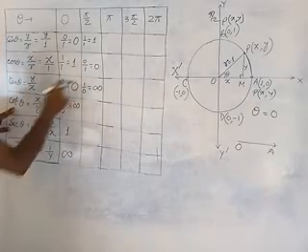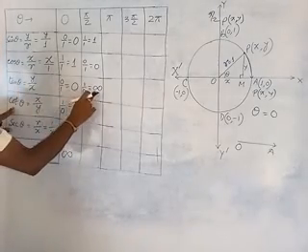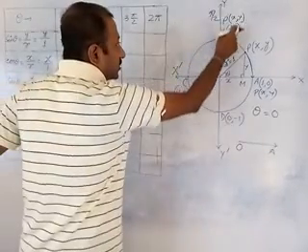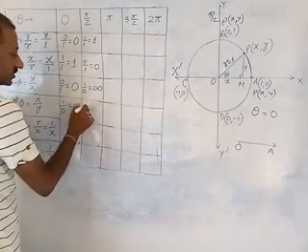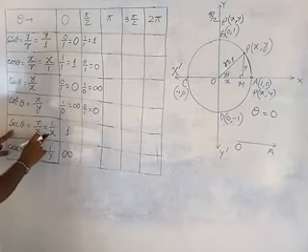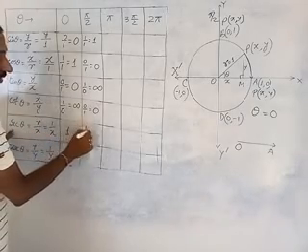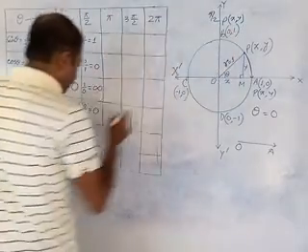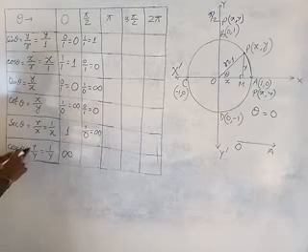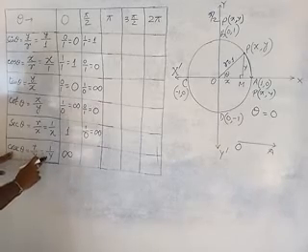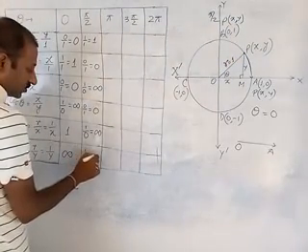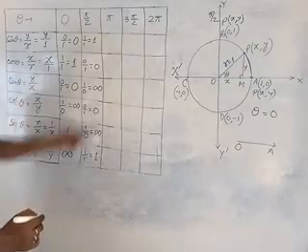What is cot? It is the reciprocal of tan, or we can say x by y. The value of x is 0, so 0 by 1 means 0. Again, sec is 1 by x. What is the value of x here? 0. 1 by 0 is undefined. Cosec is 1 by y. The value of y is 1, so 1 by 1 equals 1. Clear? Now what will happen?